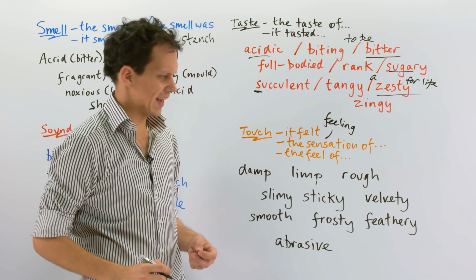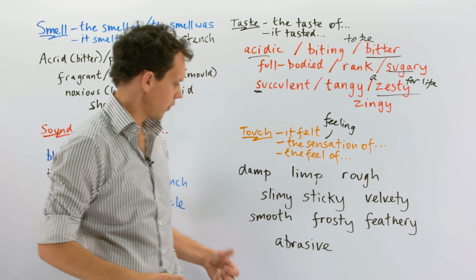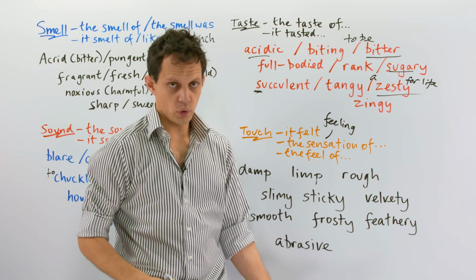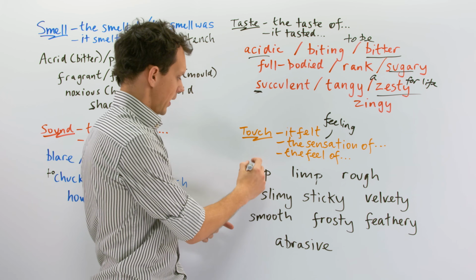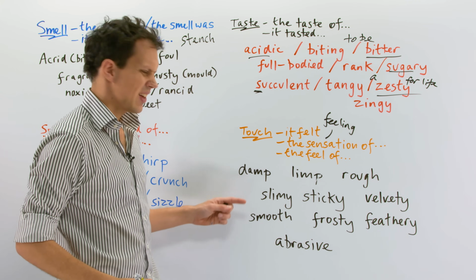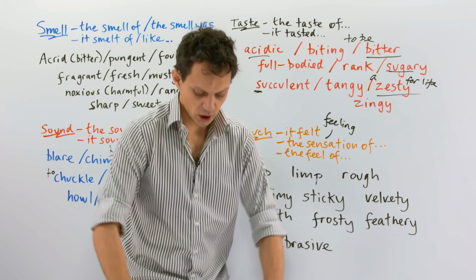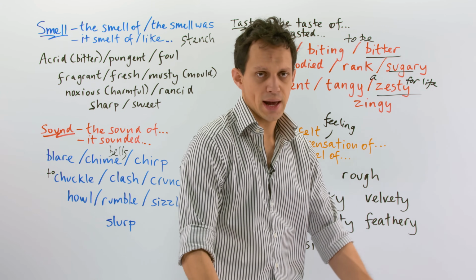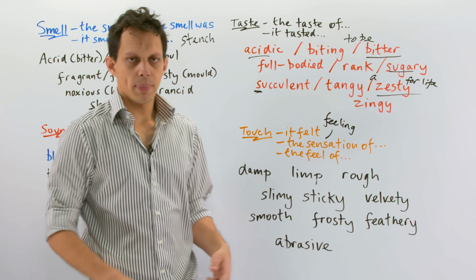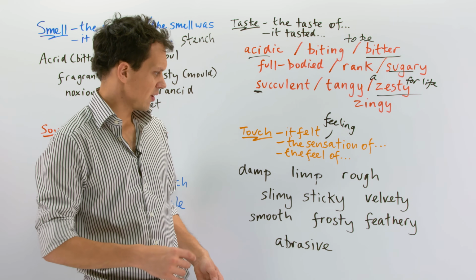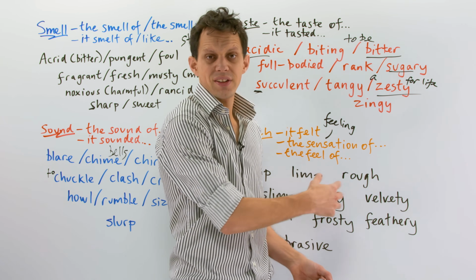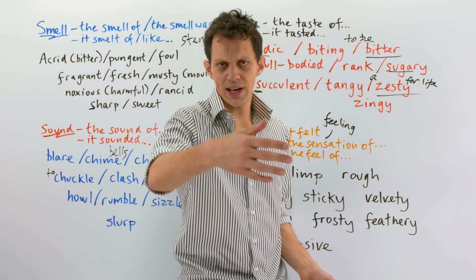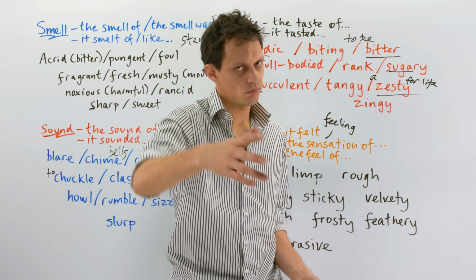Sensation means feeling, the feel of. Another 10 words for you. Damp, meaning wet. Yep, it felt wet underfoot. Okay, it's been raining, it's damp. Limp. The feel of his or her handshake was limp. A limp handshake. Not good.